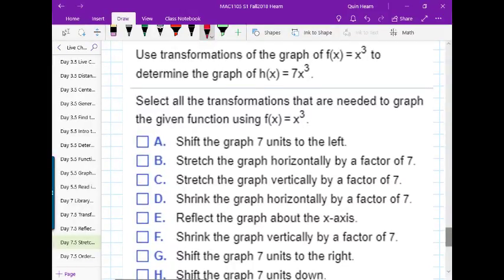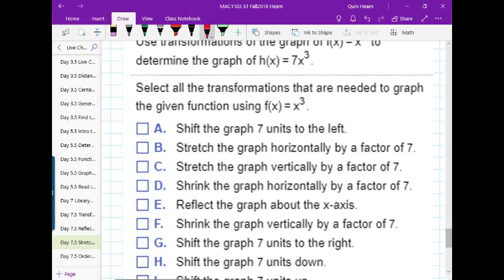All right, so we're not going to graph this one, but you tell me, what type of transformation would this one be? So we have h of x equals 7x cubed, and the parent function is f of x equals x cubed. Which of these options describes the transformation that has to occur to get the right graph?